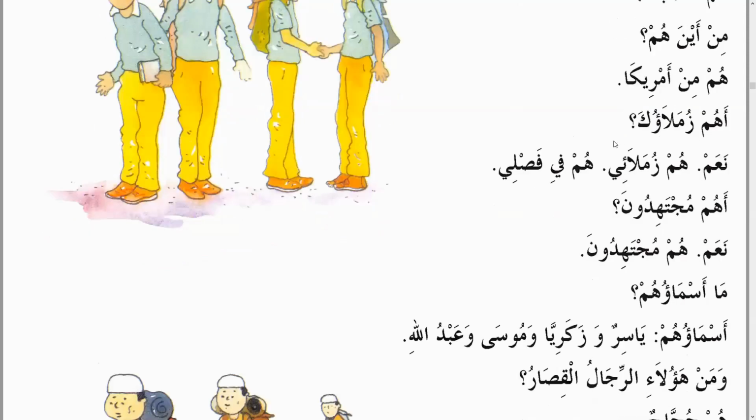Ahum zumala'uka? Are they your classmates? So zamilun, the plural is zumala'u. What's the plural for zamil? Colleague, classmate. Zumala'u. Right? This is also a broken plural. Zamil, zumala'u. The pattern is fu'ala'u. Inshallah, we'll look at all the patterns at the end of book 1, I guess. But we have a few patterns here. Zamilun, zumala'u. Ahum zumala'uka? Are they your classmates? Naam. Hum zumala'i. Yes, they are my classmates.